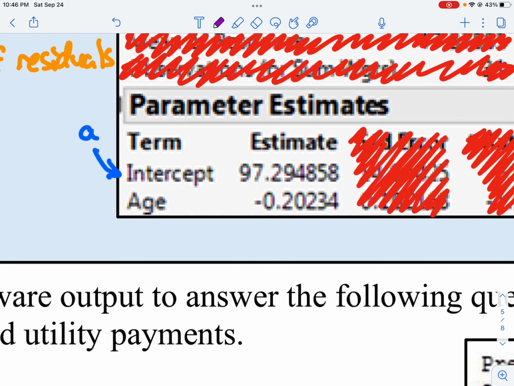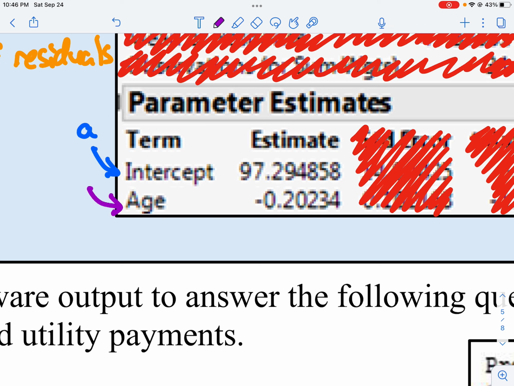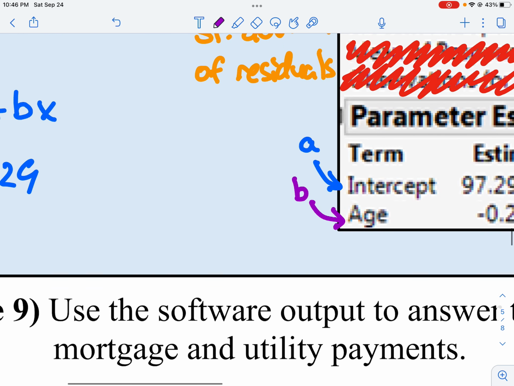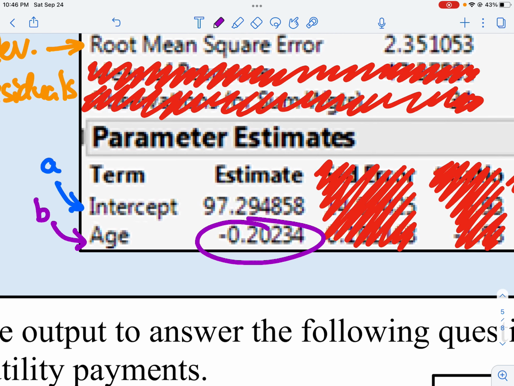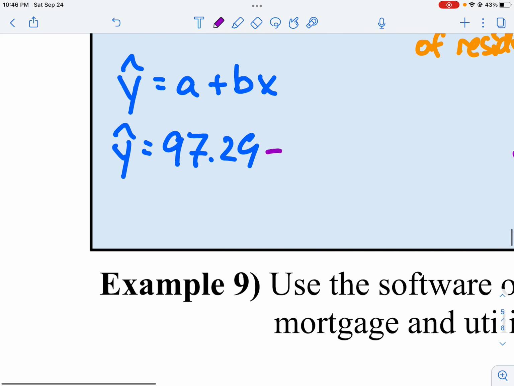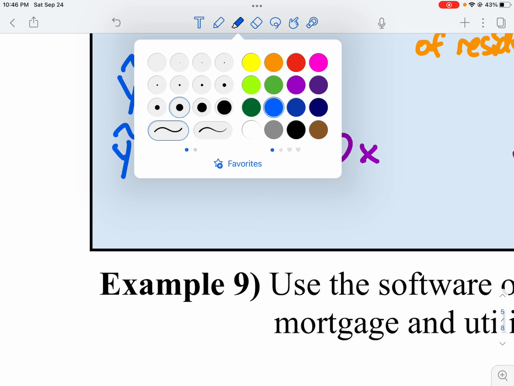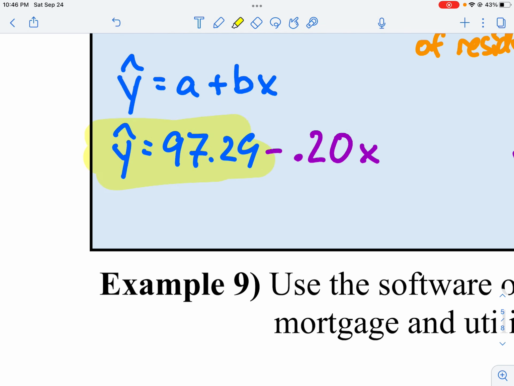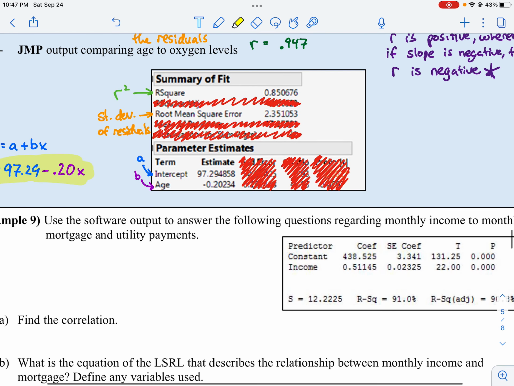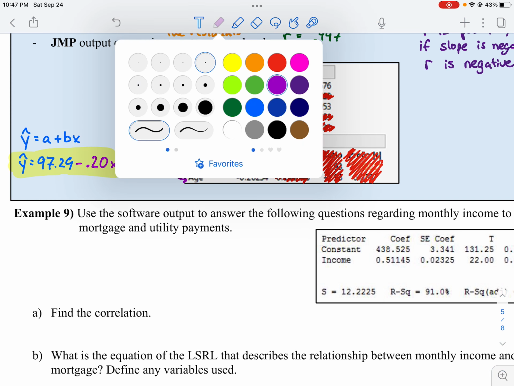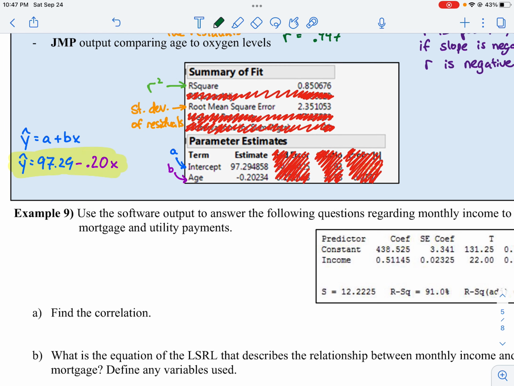And then age right here is going to be my slope. And I can see in this case, it is a negative 0.20, so minus 0.20x. Right here is my equation of my least squares regression line from a JMP output. And then the one thing that we haven't addressed yet is, based on the JMP output, what is R?